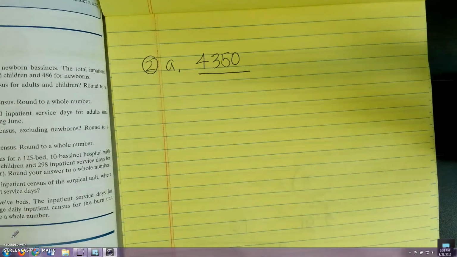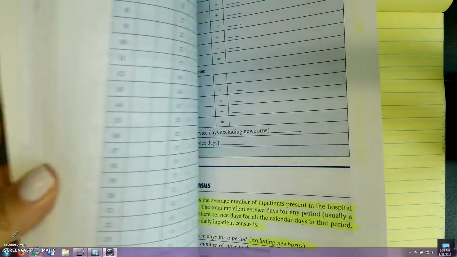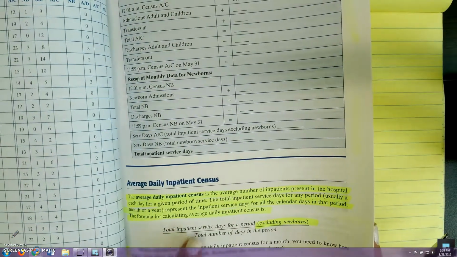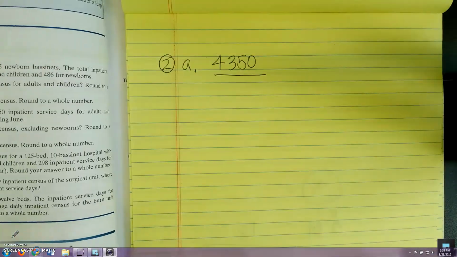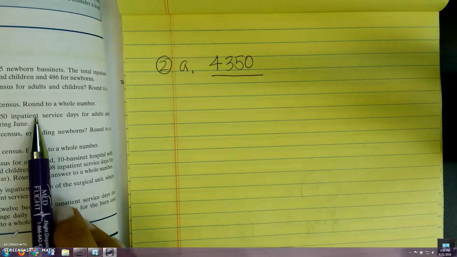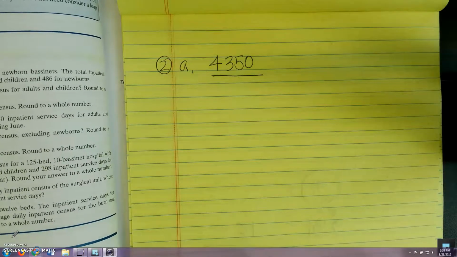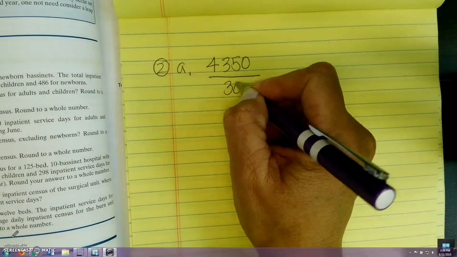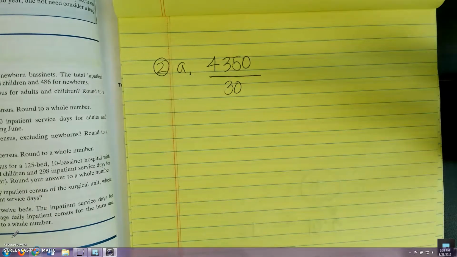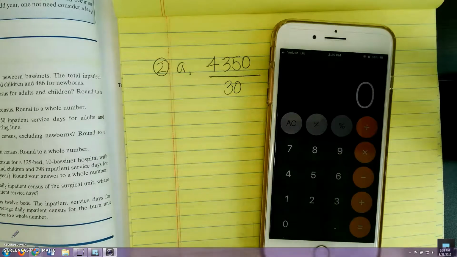And we know, because we've done the formula, if you're following your formula, that it's over the total number of days in the period. The problem tells us that it's June, so we know that we're working with June. How many days are in June? You can do the rhyme, do your knuckles, or maybe you just know that there are 30 days in June. So we're going to pull our calculator back out.